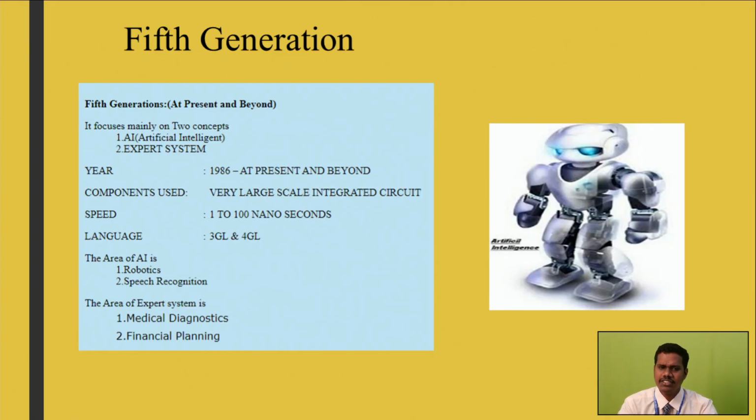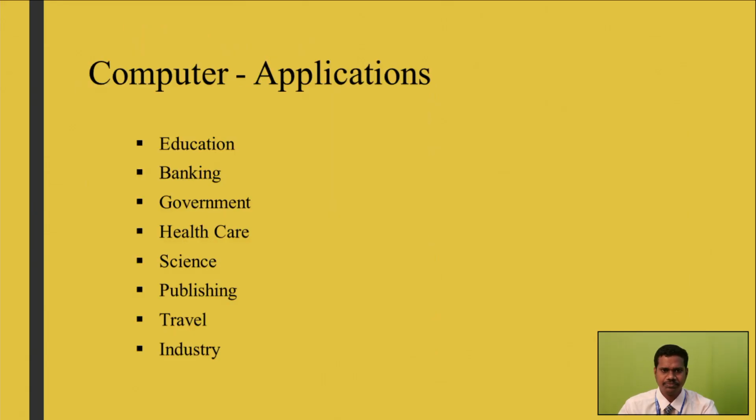Next one is the fifth generation. It's the last one, and now we are using fifth generation computers, and in future also we are going to use the same. The starting period is 1986 to the present, and the component used here is the very large scale integrated circuit. The speed is 1 to 100 nanoseconds, and the languages are third generation language and fourth generation language. It is mainly used for artificial intelligence. Here AI is for robotics and speech recognition systems, and expert systems are for medical recognition and financial planning.